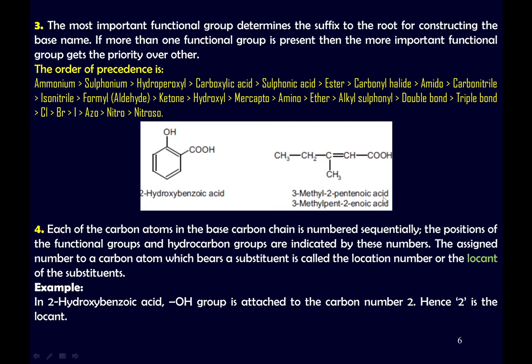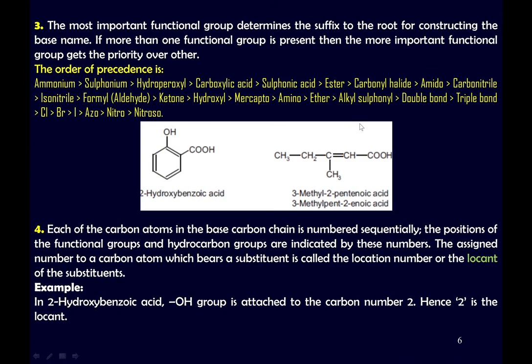Each of the carbon atoms in the base carbon chain is numbered sequentially. The positions of the functional groups and hydrocarbon groups are indicated by the numbers. The number assigned to the carbon atom which bears the substituent is called the location number or the locant of the substituent. So we can say that in 3-methyl, three is the locant of methyl, and we are going to see more on this.